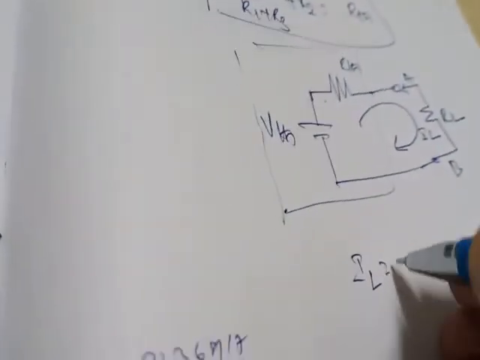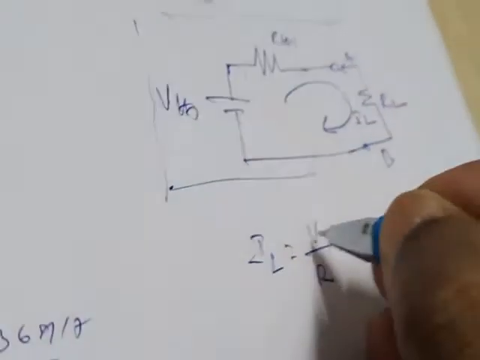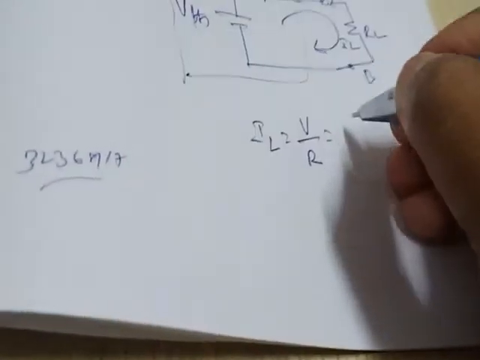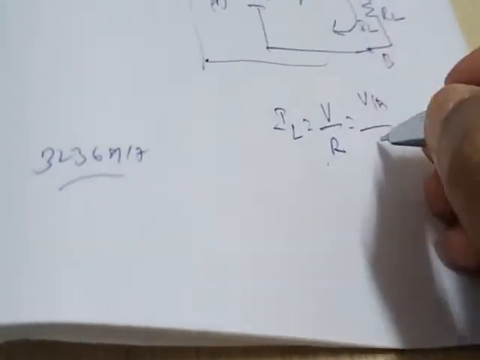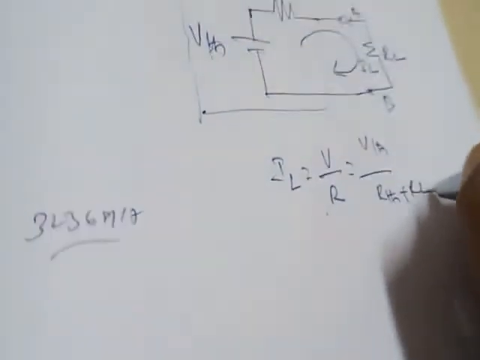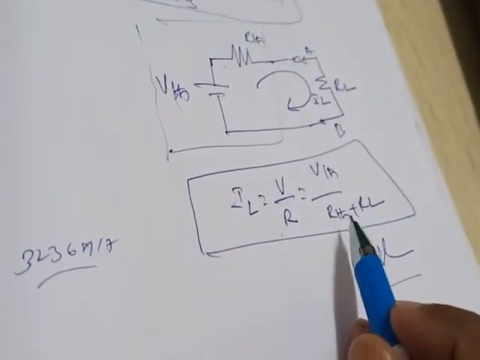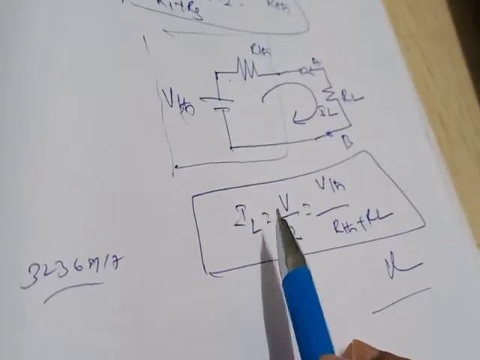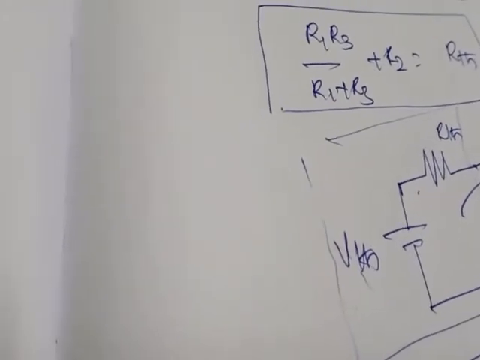You already know how to find out current: I equals V by R formula. So what is V here? That is V Thevenin's. What is R? Both the resistances are connected in series, RTH plus R. So this is how to find out the load current. IL equals V Thevenin's by R Thevenin's plus R. From that you will get the load current IL. So this is about Thevenin's theorem. Now we will solve a problem for better understanding.